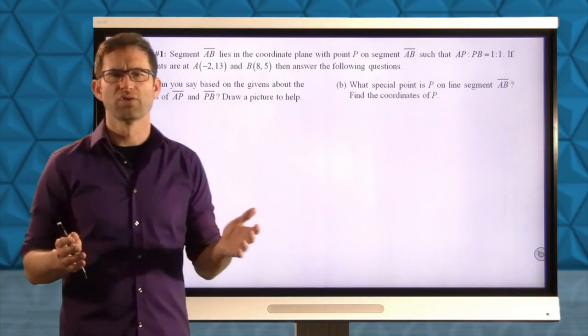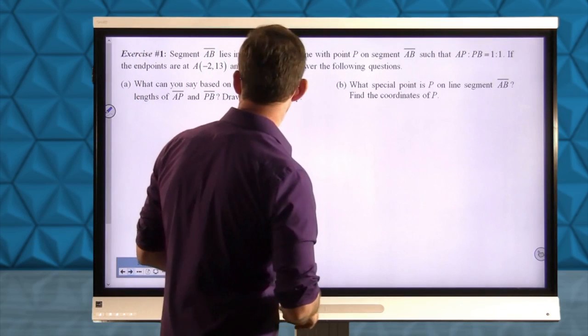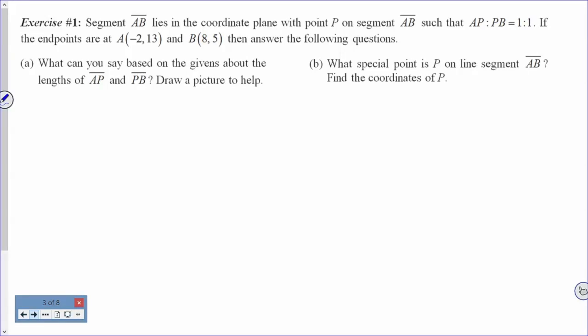Take a look at a very special type of partitioning. Exercise number 1. Segment AB lies in the coordinate plane with point P on segment AB such that AP to PB equals 1 to 1. If the endpoints are at A(-2, 13) and B(8, 5), then answer the following questions.